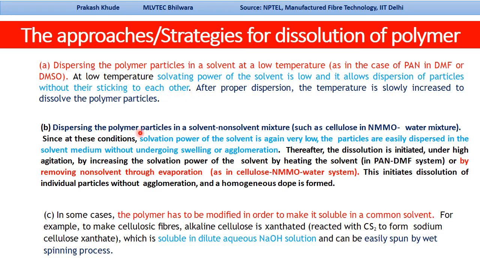The second approach is dispersing polymer particles in a solvent and non-solvent mixture, such as cellulose mixed into an NMMO and water mixture. In these conditions the solvating power of the solvent is again very low, and the particles can be easily dispersed in the medium without swelling or agglomeration. The dissolution is then initiated under high agitation by increasing the solvating power of the solvent.